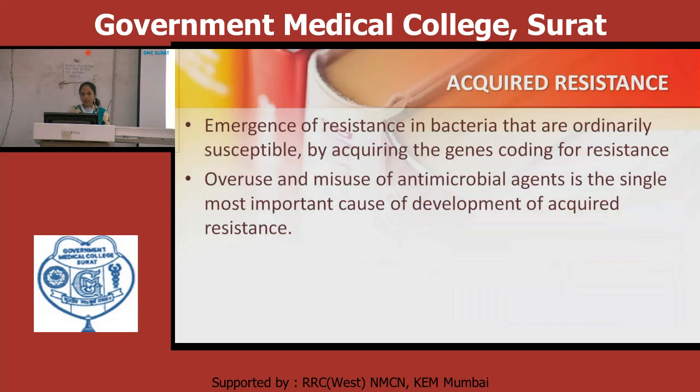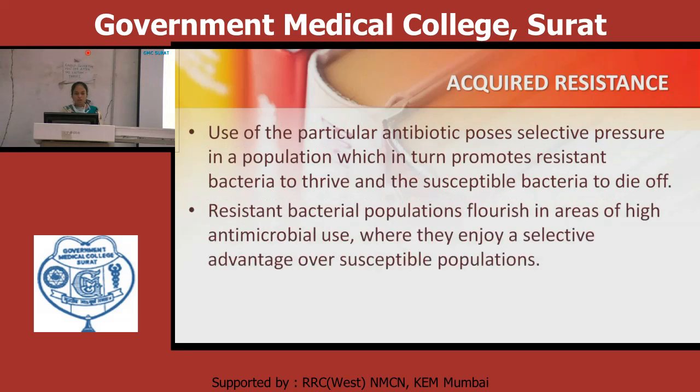Acquired resistance is the emergence of resistance in bacteria that are ordinarily susceptible by acquiring the gene coding for resistance. Overuse and misuse of these agents is the single most important cause of development of acquired resistance. Use of a particular antibiotic poses selective pressure on a population, which in turn promotes resistant bacteria to thrive and susceptible bacteria to die off. Resistant bacterial populations flourish in areas of high antimicrobial use where they enjoy selective advantage over the susceptible population.